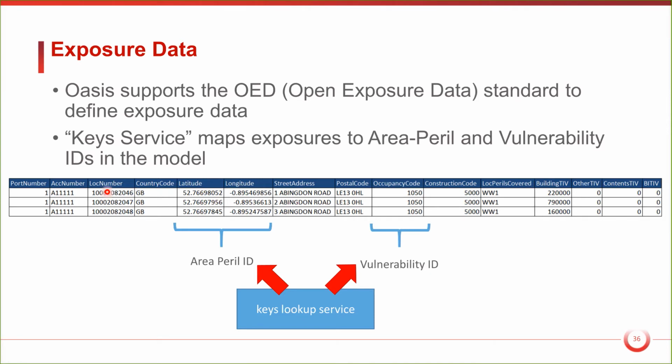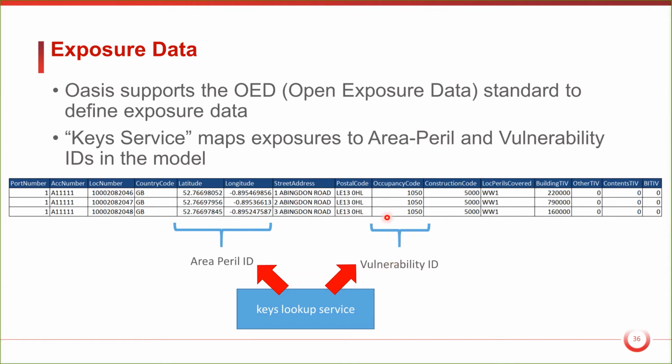So an OED file for our Pi Wind example might look something like this, and we've got some kind of unique location number. We've got a latitude, longitude to tell us where it is, some kind of information about the address and postal codes, some kind of occupancy code to tell us what the property is. This is a residential property. Construction codes tell us about what it's made of. And then we've got TIV values and something about the perils that are covered, which Matt's already touched on. But importantly, our keys lookup service, which is our exposure element of the Oasis model, uses some of this information to map to an area peril ID. So it might take a latitude, longitude and map it into one of those cells.